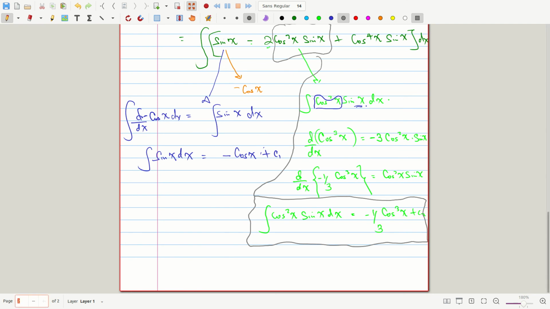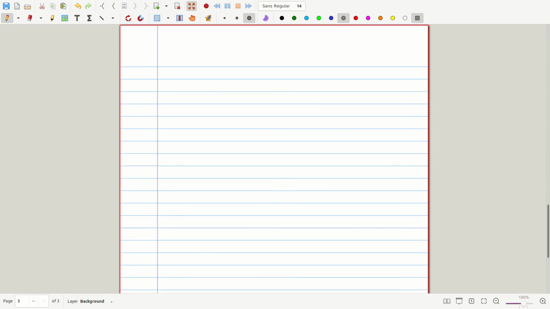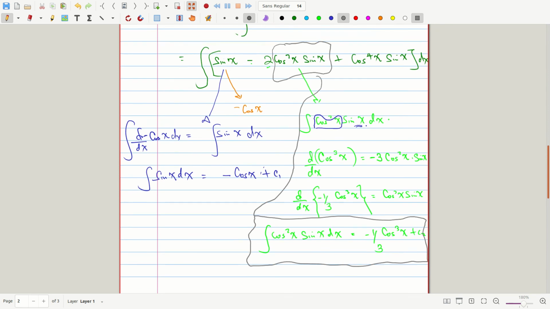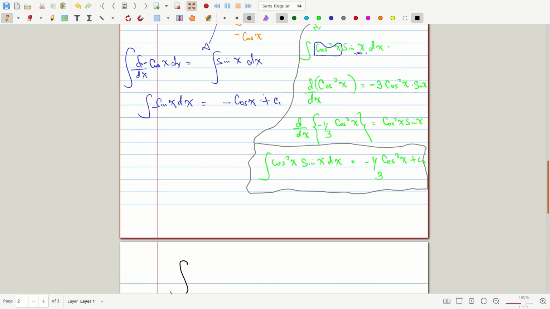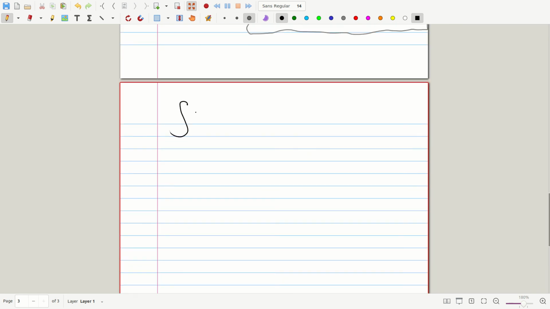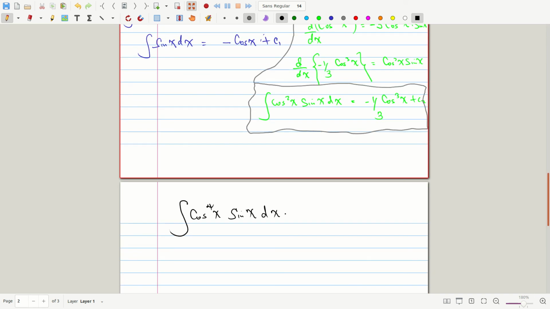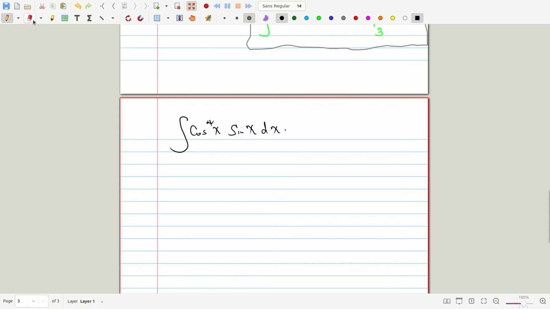So I guess we have to add another page here. So lastly, we would like to integrate that last term, which is cos to the power 4 x times sine x dx. Again, we recognize the presence of a function, cos x here, and its derivative here, which is sine x.